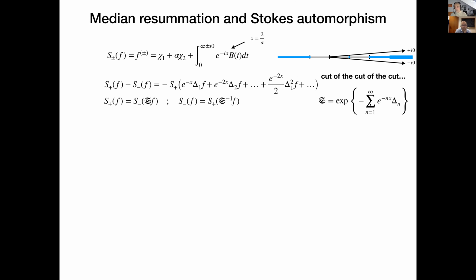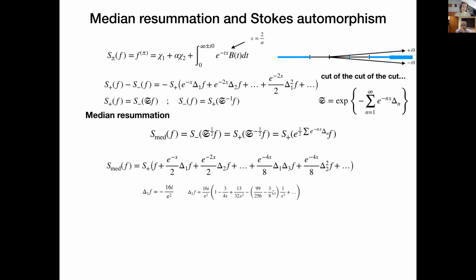The reason why I introduced these alien derivatives is that once you know them, you can define this Stokes automorphism, what is written here, which is basically the exponentiated form. It will tell you how this integral will jump if you go from above to below. So this is called the Stokes automorphism. But in order to get the physical result, we would like to have something which is unambiguous when we jump. The way we can do it is by the median resummation.